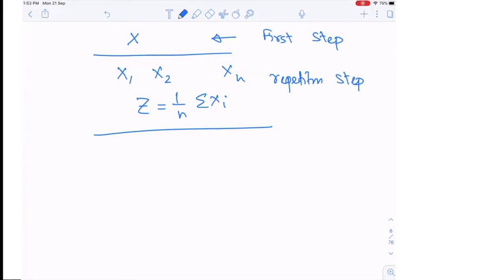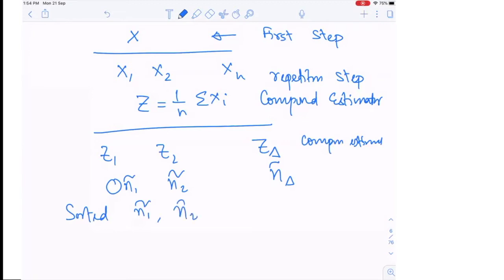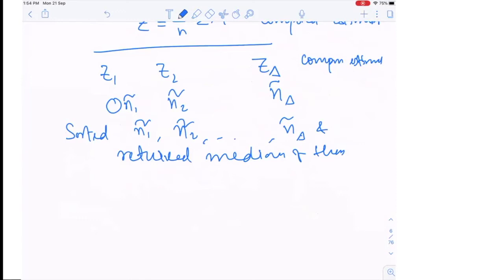And then we did something more fundamental. We said, okay, let's call this a compound estimator. Why is it a compound estimator? Because it is taking an average of some H estimators. Now we took Z1, Z2, up to Z capital delta, delta compound estimators, right? And from here, it gave us some numbers, say N1 tilde, N2 tilde, up to N delta tilde, and we sorted them and returned the median of these.